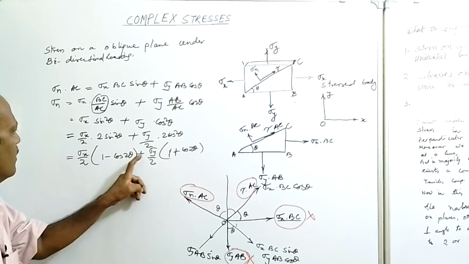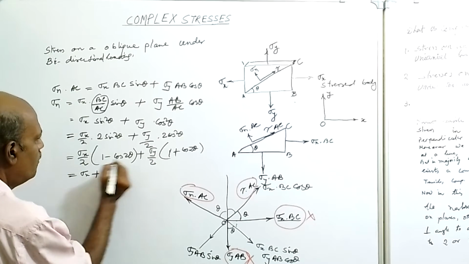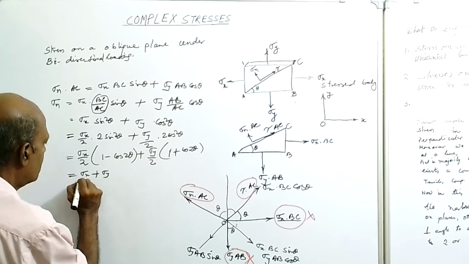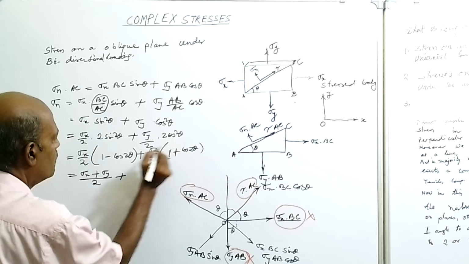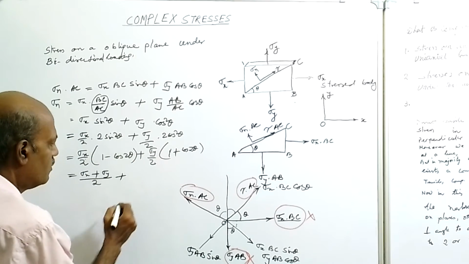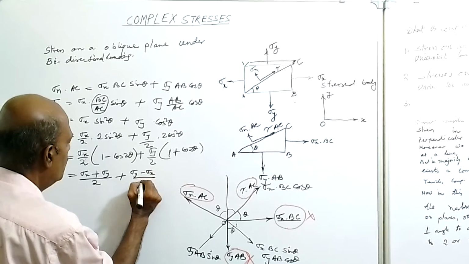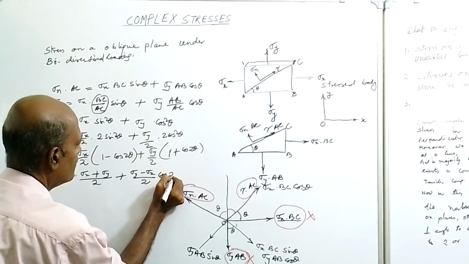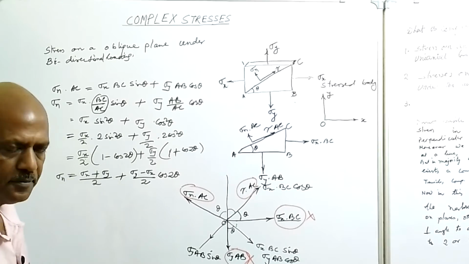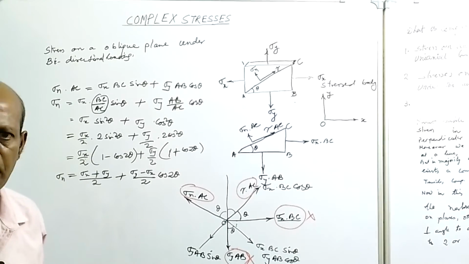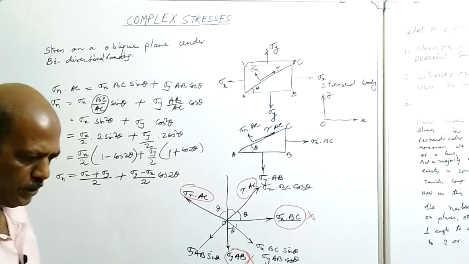Now multiply this and this, so that we will get sigma x by 2 plus sigma y by 2. So we can get (sigma x plus sigma y) by 2 plus sigma y by 2 cos 2 theta minus sigma x by 2 cos 2 theta. So we can write (sigma y minus sigma x) by 2 cos 2 theta. So this is the standard form of sigma n value. So we have got sigma n. What is the value of sigma n? Sigma x plus sigma y by 2 plus (sigma y minus sigma x) by 2 cos 2 theta.